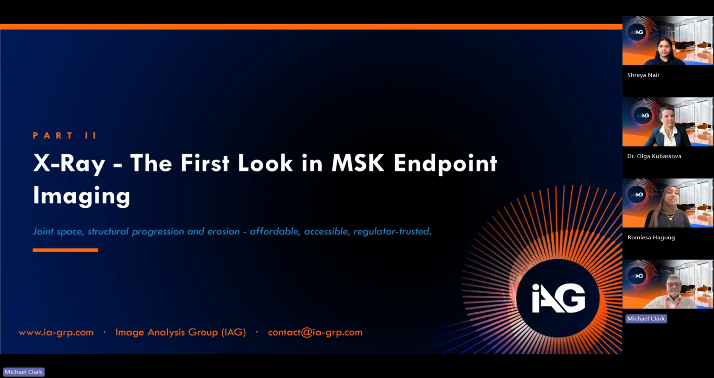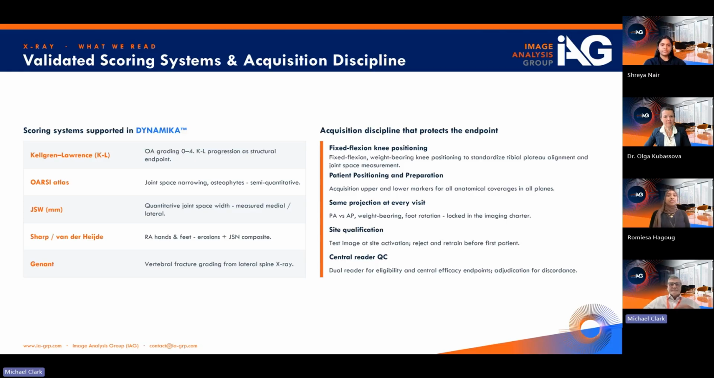Thank you. So I will be speaking a little bit about X-ray, of course, the most well-known and well-understood imaging modality in musculoskeletal studies. So on the left side of the screen, you will see just a small subset of the validated scoring systems supported in DYNAMIKA for X-ray assessments. We use a range of established methodologies depending on the indication. So if we're looking at osteoarthritis-related studies, of course, we have KL grading, which is required for eligibility requirements.